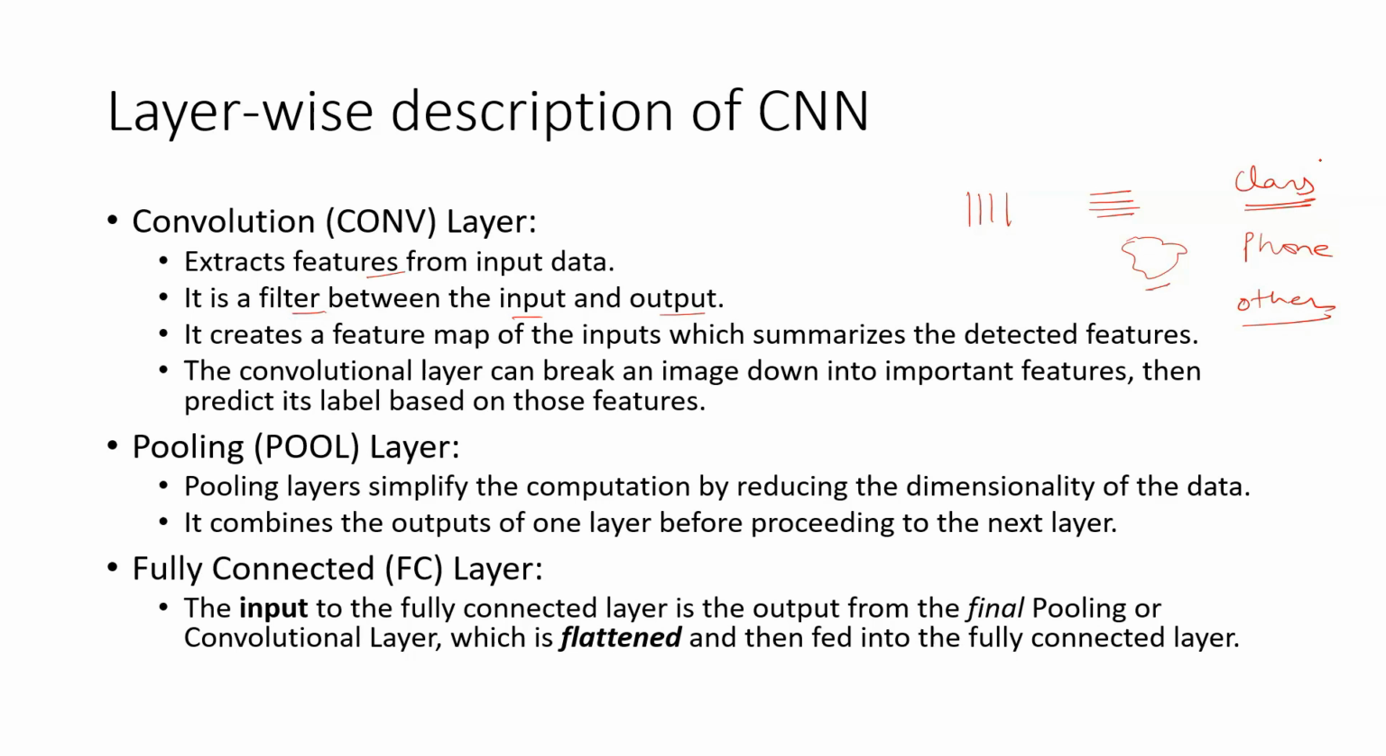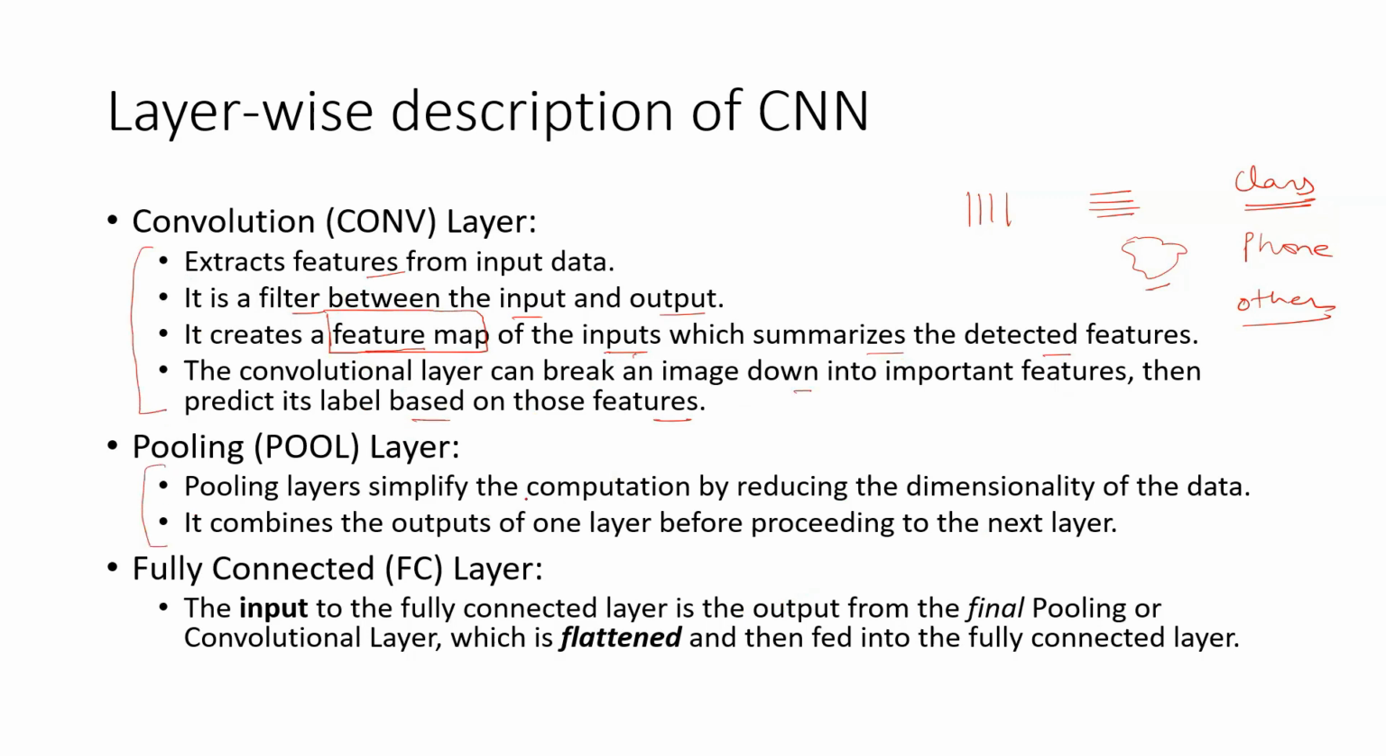So class labeling is very important so that the filter will work better. The feature map basically takes the input and summarizes the detected features. A feature map is nothing but a map, or a kind of matrix, that summarizes the detected features. This layer breaks the image down into important features, then predicts a label based on those features, as mentioned earlier. So this is the summary of the convolution layer.